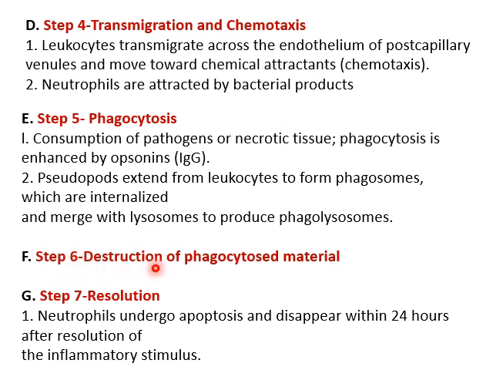Number 6, the destruction of phagocytosed material. Okay, it gets destroyed and broken down. Step number 7 is the resolution. Neutrophils undergo apoptosis and disappear within 24 hours after resolution of the inflammatory stimulus.